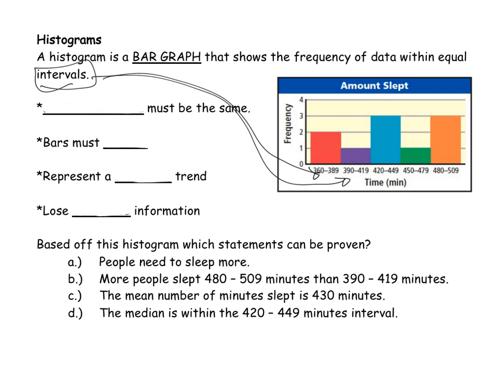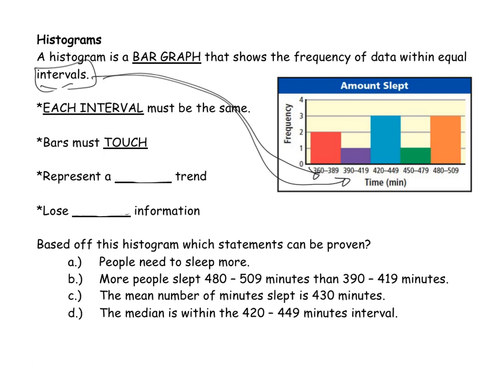Now, there are some things that need to be true. First off, each interval must be the same. They have to have the same amount of material in each one of the intervals. The bars must be touching. The only time they would not be touching is if a category had none in it. Notice there's 1 in this category. If there were none, that would be the only time there would be a gap. But if there is anything in each category, then we will have touching bars.